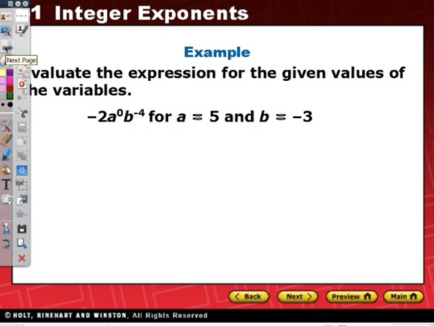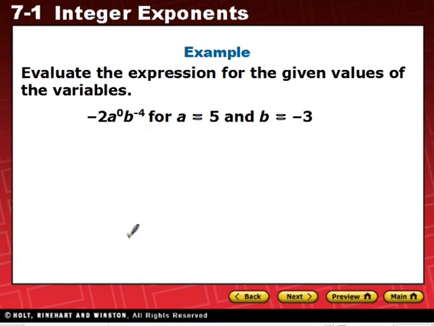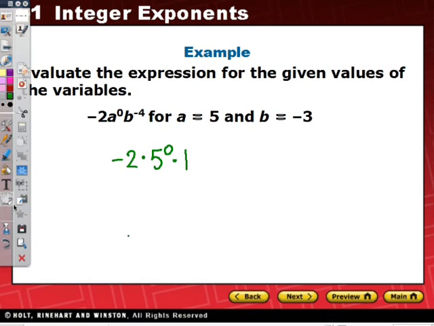Now we get to ones that are a little bit trickier. Jot the problem down. Negative 2, a to the 0 power, b to the negative 4th power. And a equals 5, b equals negative 3. And we're going to evaluate this. So plug everything in. Negative 2 times 5 to the 0 power times negative 3 to the negative 4th power.